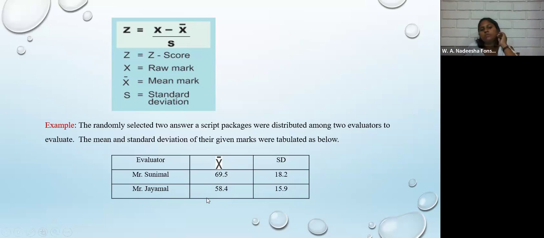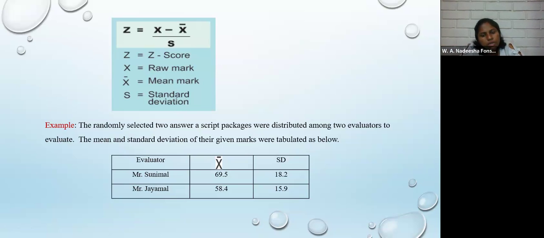Similarly, we can do the same thing for Mr. Jayamal's paper pack. But we can see there are some differences now in the mean value and the standard deviation values. But by just looking at the method we used to distribute the papers, there is no reason to have a deviation like this. Therefore, to clarify that, we can find the Z score of those values.